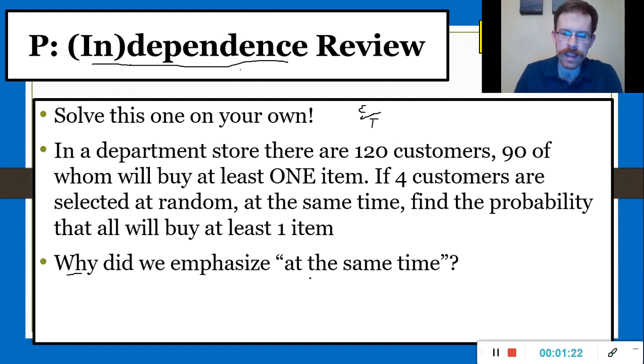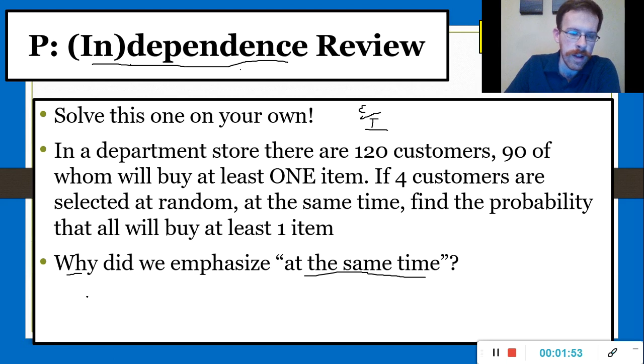Well, ladies and gentlemen, we emphasize at the same time because we want to make sure if we pick one person, we don't pick them again. That's really why we don't want to complicate our probability. If I'm picking 4 people at the same time, I don't want to pick the same person multiple times because that will just totally throw off my data. So, what's the probability that somebody will buy at least one item?